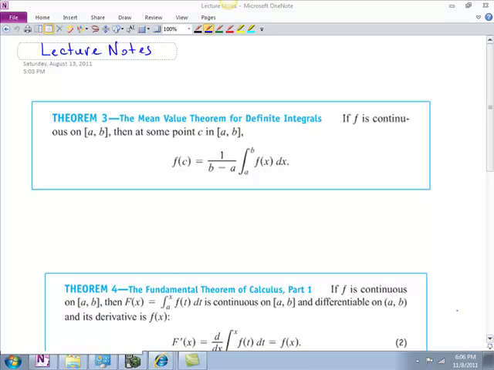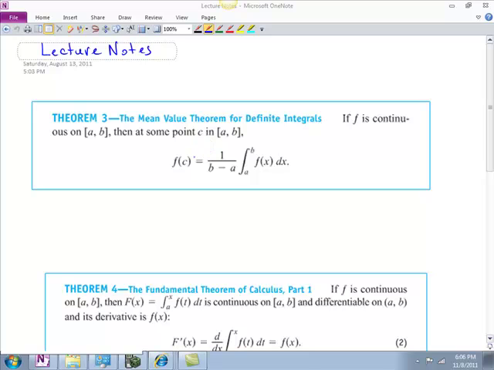Okay, so in 5.4, there are 3 theorems on here, but basically we've talked about the fundamental theorem without calling it that. So let's look at this one, the mean value theorem for definite integrals. If f is continuous on this interval, so you've got this continuous function or part of a function, then at some point c that's between a and b, f of c, that means the y value of c, is equal to 1 over b minus a times the integral of that function from a to b.